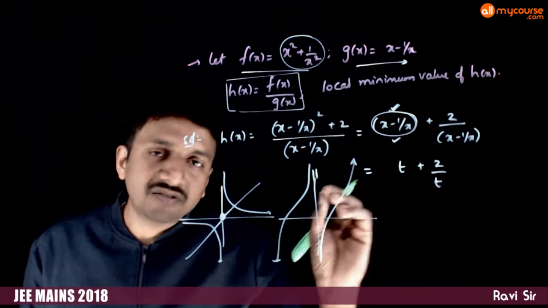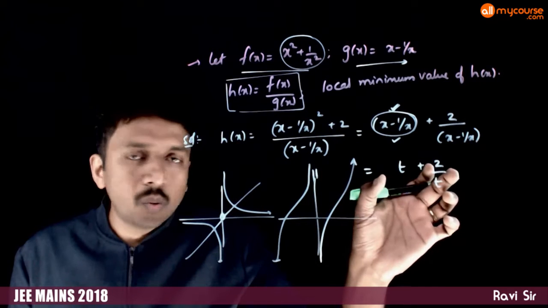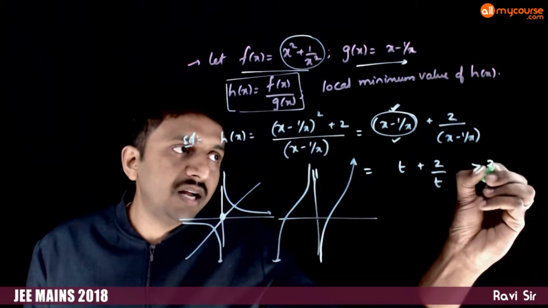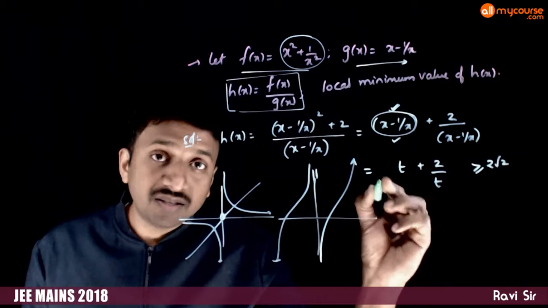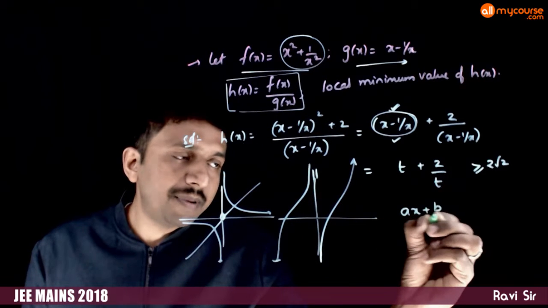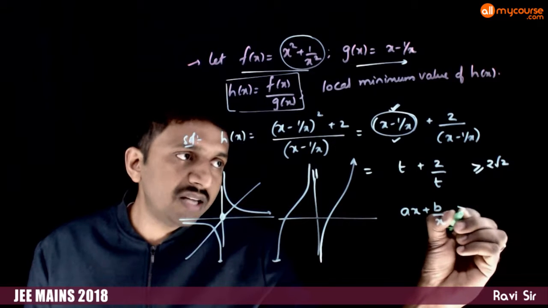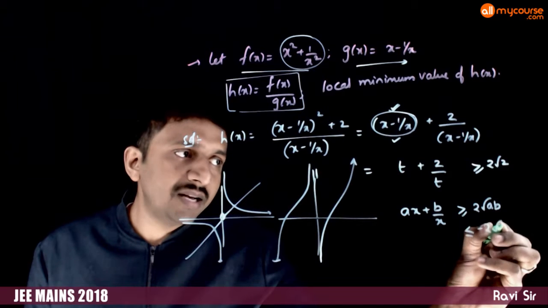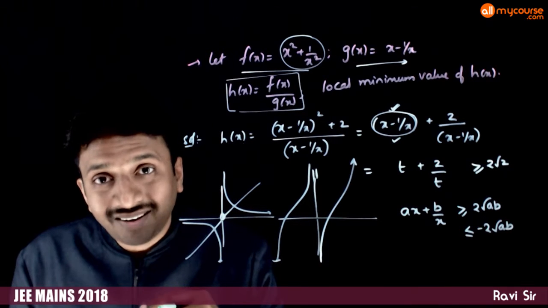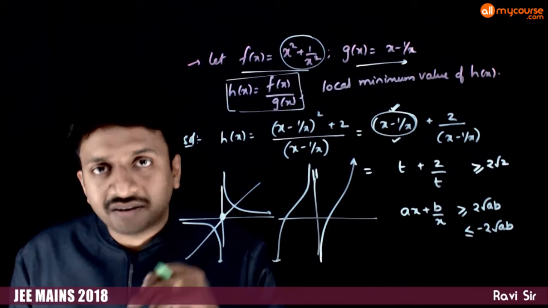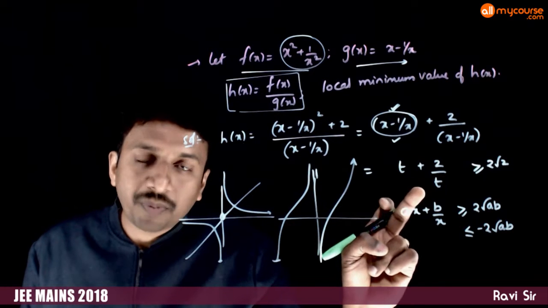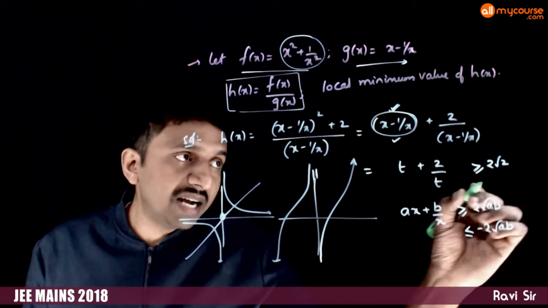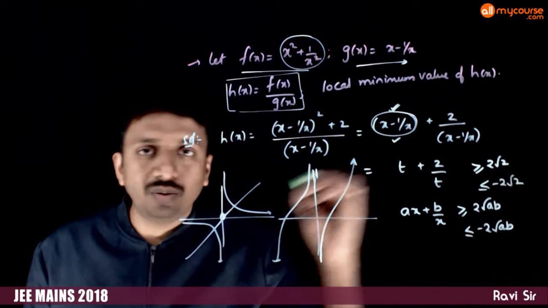And as t changes from minus infinity to plus infinity, what happens to t plus 2 by t? This is of the form ax plus b by x. This is always greater than or equal to 2 root ab, or always less than or equal to minus 2 root ab, depending on whether x is positive or negative. So as long as t is positive, it is always greater than or equal to 2 root 2. And if t is negative, this is always less than or equal to minus 2 root 2.